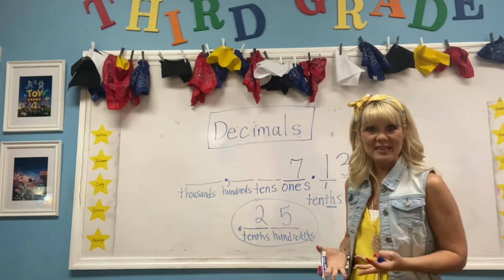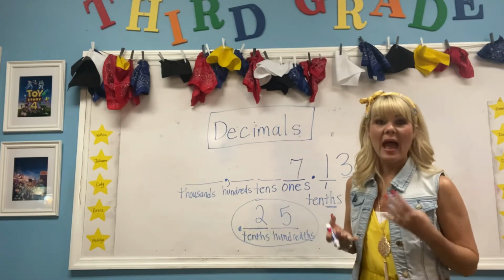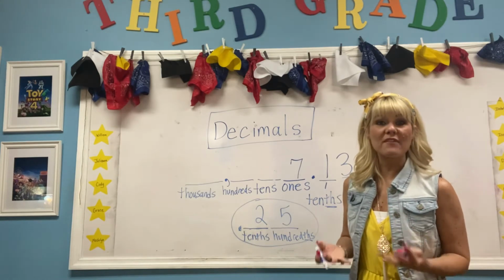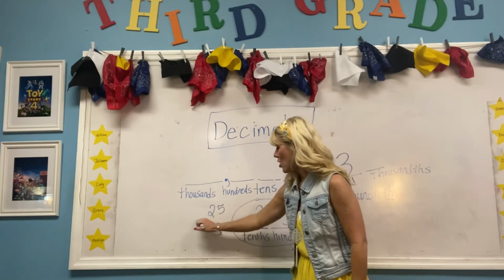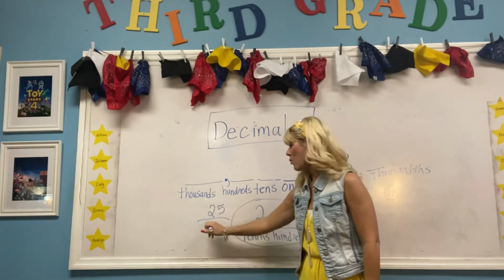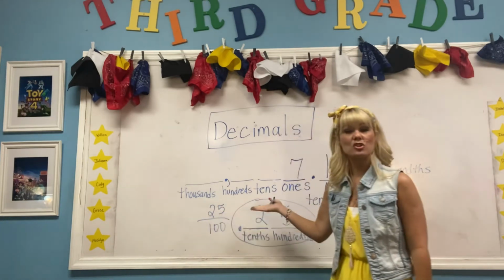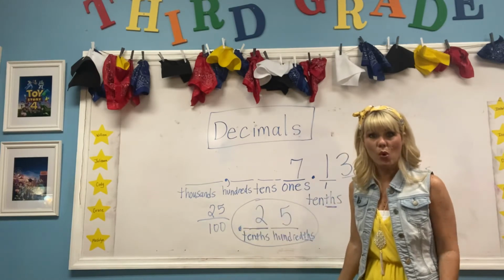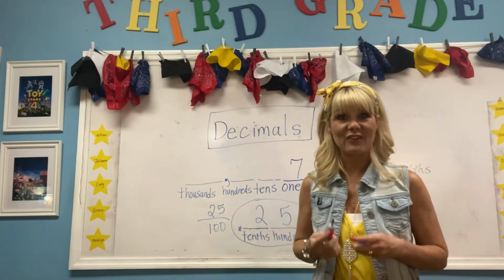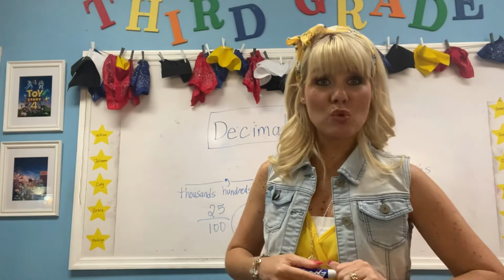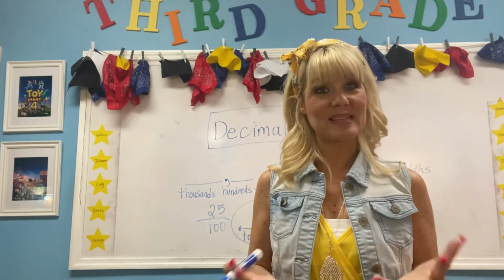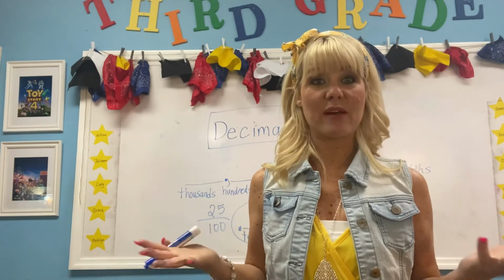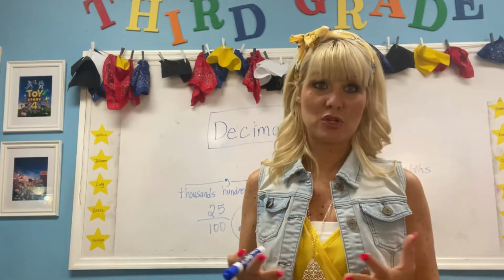So can I write that as a fraction also? Absolutely. 25 out of 100 as a fraction would look like this. 25 over 100. That means 25 out of 100 or 0.25. So something else cool that you can do with decimals is there's several different ways to write a decimal, the same way as there's several different ways to write a standard number.